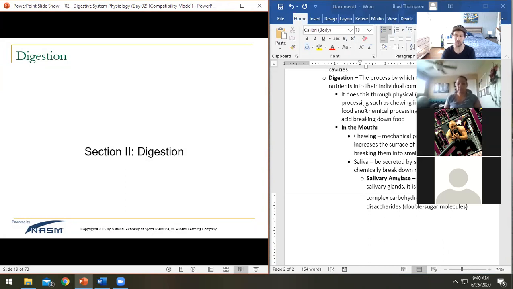So fat doesn't break down thanks to hydrochloric acid. You need bile salts in order for that to happen. This is just like running the water over a greasy pan, right? It doesn't do anything without dish soap. So we're about to get into that process right here.